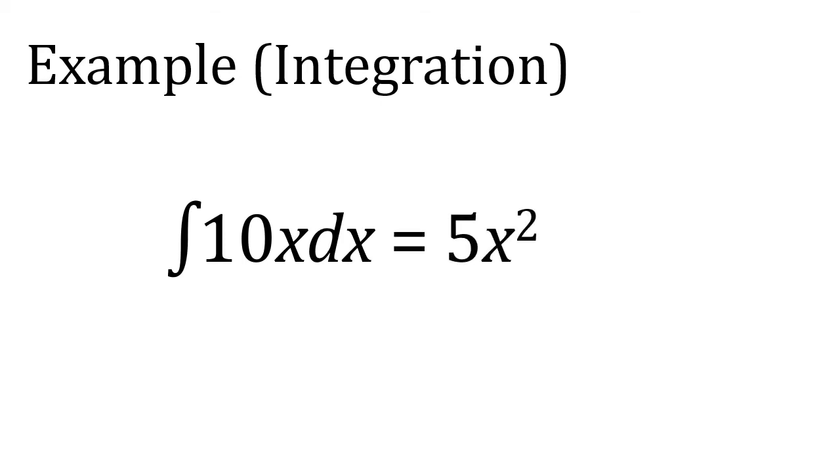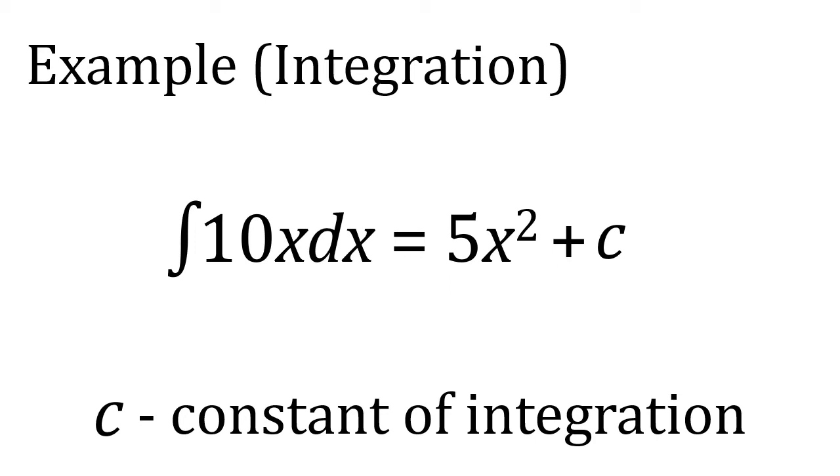Now let's have an example of integration. Let us get the integral of 10x dx. This is the symbol for integration. The integral of 10x dx is 5x squared plus c. Why plus c? Because there could be any constant or any value of the constant. That's why we will just write c. C is called the constant of integration.